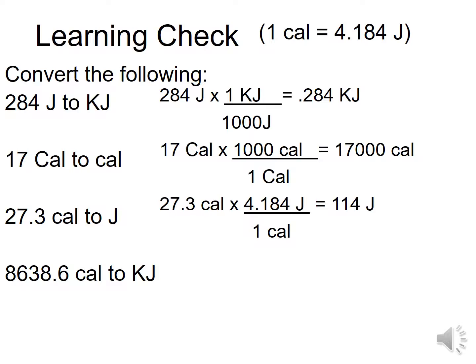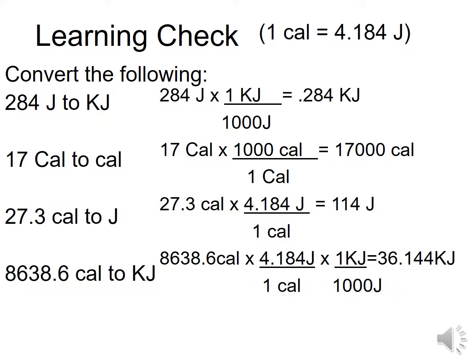Converting little c calories to joules requires us to multiply by 4.184 joules per little c calorie. And then converting 8,638.6 little c calories to kilojoules actually requires 2 steps. First of all, we'll convert little c calories to joules, and then joules to kilojoules, and we'll end up with 36.144 kilojoules. Now the conversion factors are assumed to have infinite sig figs, and so the conversion factors do not control the sig figs in the final answer.